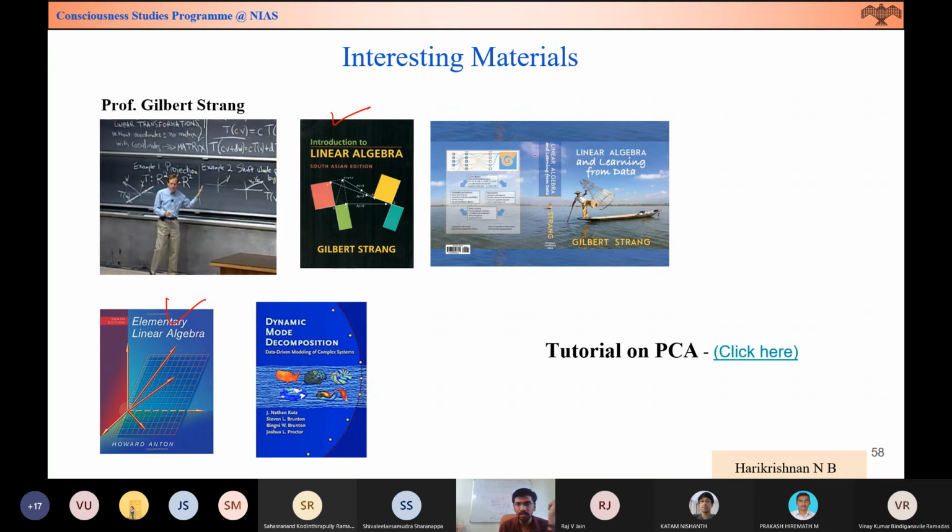And there are applications of linear algebra, especially in machine learning and deep learning. This is covered by Gilbert Strang. There is also something called dynamic mode decomposition, which is used in time series modeling, forecasting, prediction, and so on. It is nothing but fully linear algebra, like PCA, SVD. And there are some nice tutorials on linear algebra.